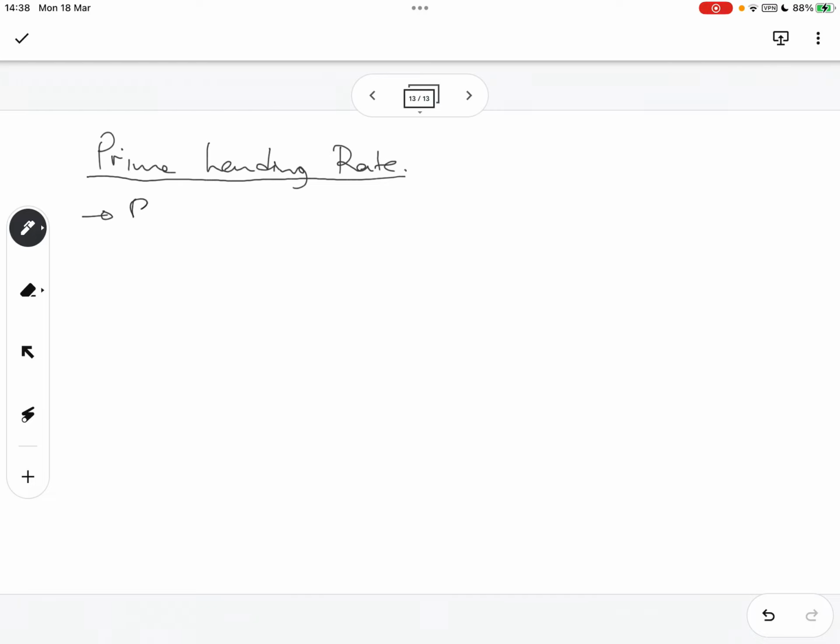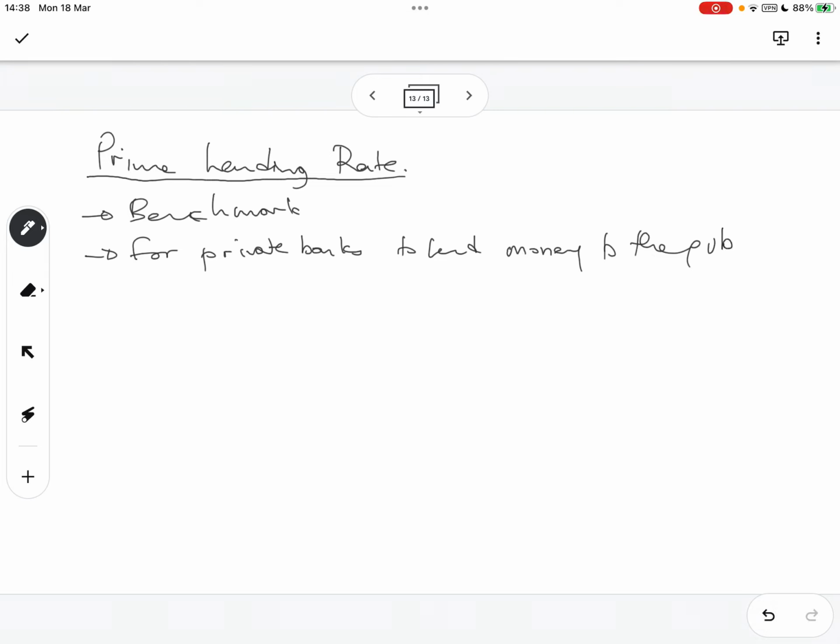So anyway, we're told that it's a benchmark at which private banks lend out money to the public. Alright, cool. It's used as a reference rate for determining interest rates on many types of loans, including small business loans, home loans, and personal loans.